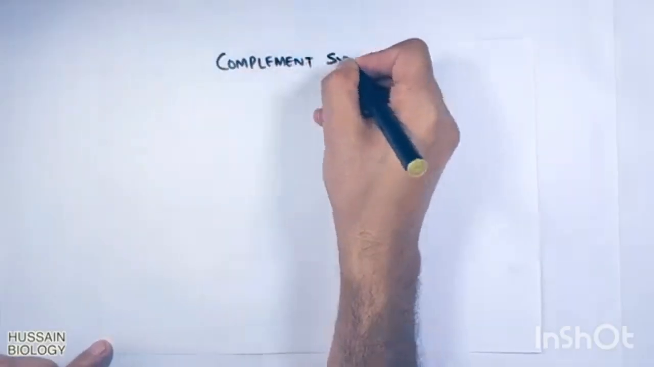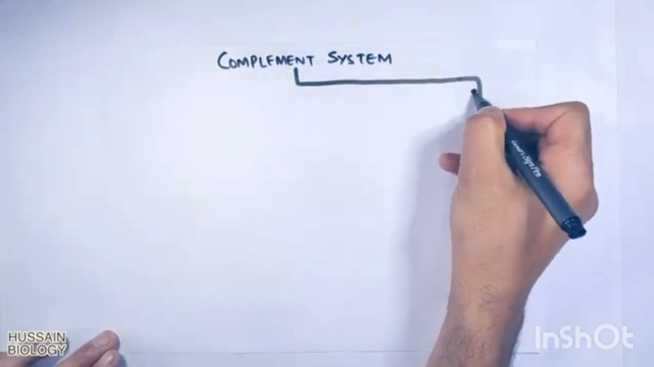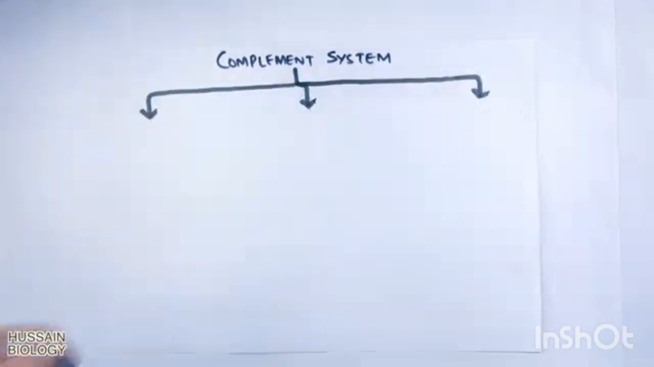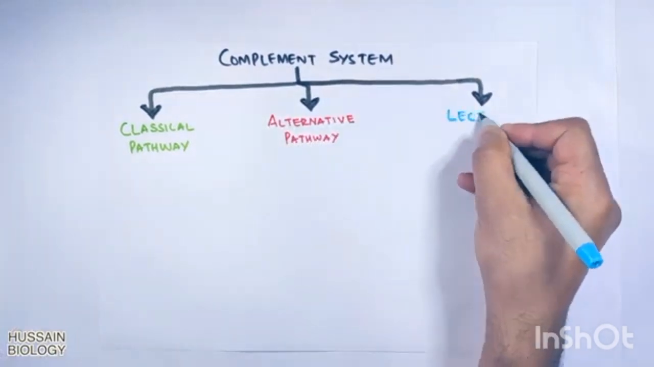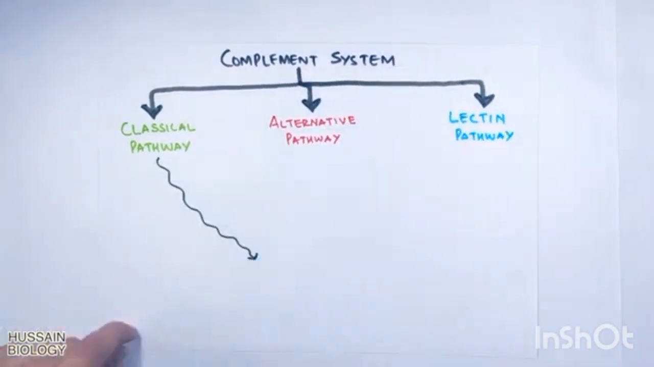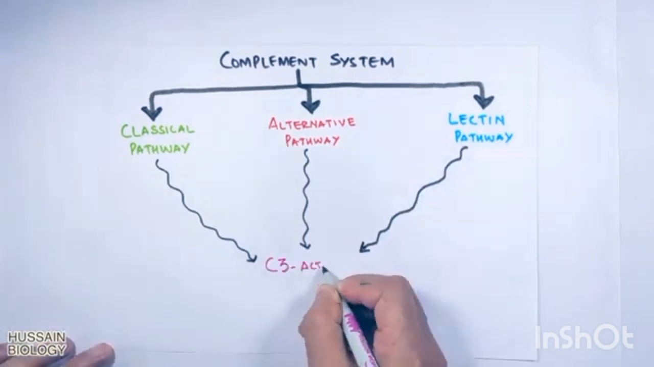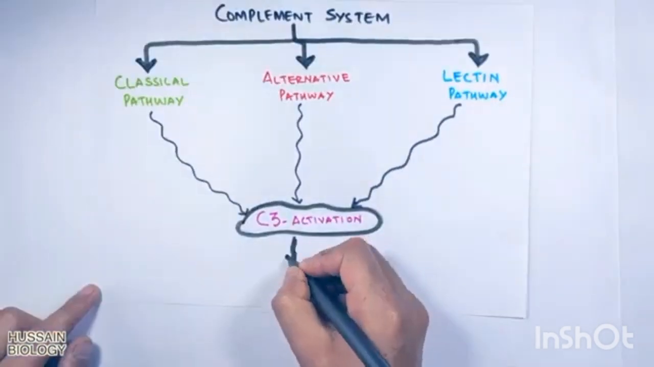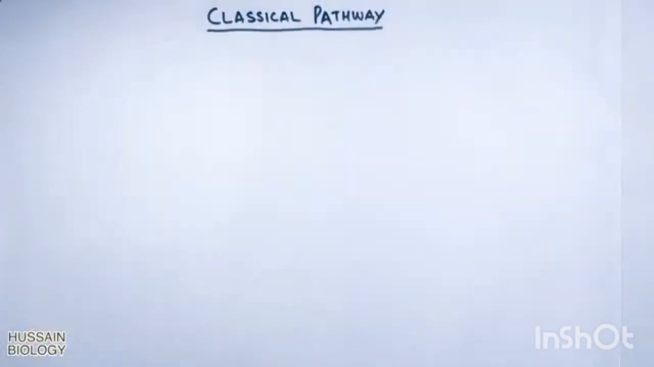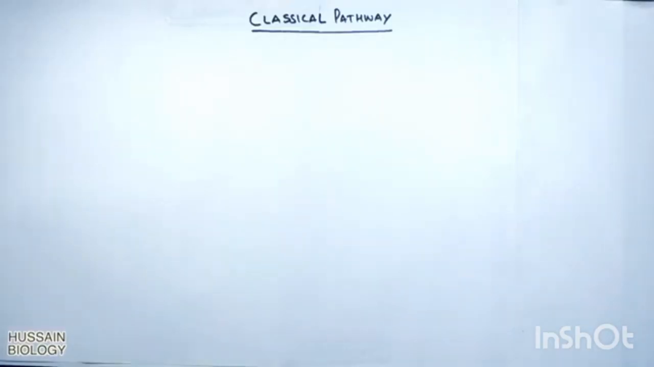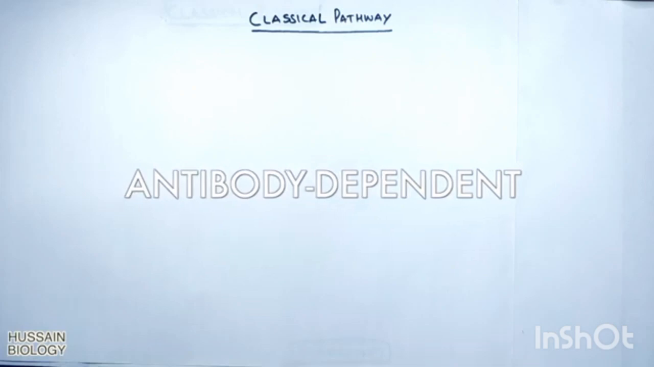The complement system, we see it is driven through three pathways. It has the classical pathway, the alternative pathway, and the lectin pathway. All three pathways meet at C3 activation, and from here we get the common pathway. So let's discuss the classical pathway first. The classical pathway is an antibody dependent pathway.